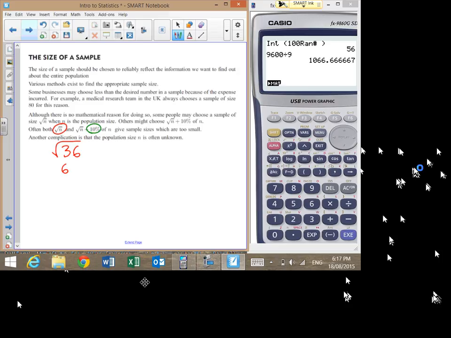So plus 10% of n. N was 36, so we're going to add 10% of that. So we might survey between 9 to 10 students, and that's even more accurate. So if you had to remember one quick way of working out a sample size, use the square root of n plus 10%.